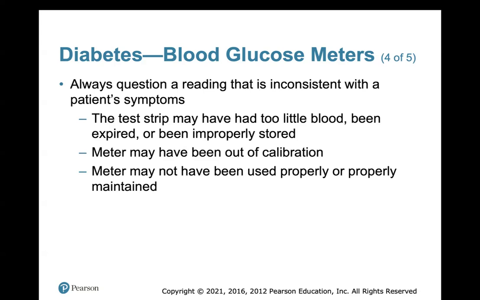Question any reading that's inconsistent with the patient's symptoms. For example, if you run on me, and I'm sitting here having a conversation with you just like this, I'm fine, I'm alert, I'm oriented, I'm just complaining that my right big toe hurts, okay? And you check my blood sugar with your meter and it says that it's 9. It's probably not 9, right?